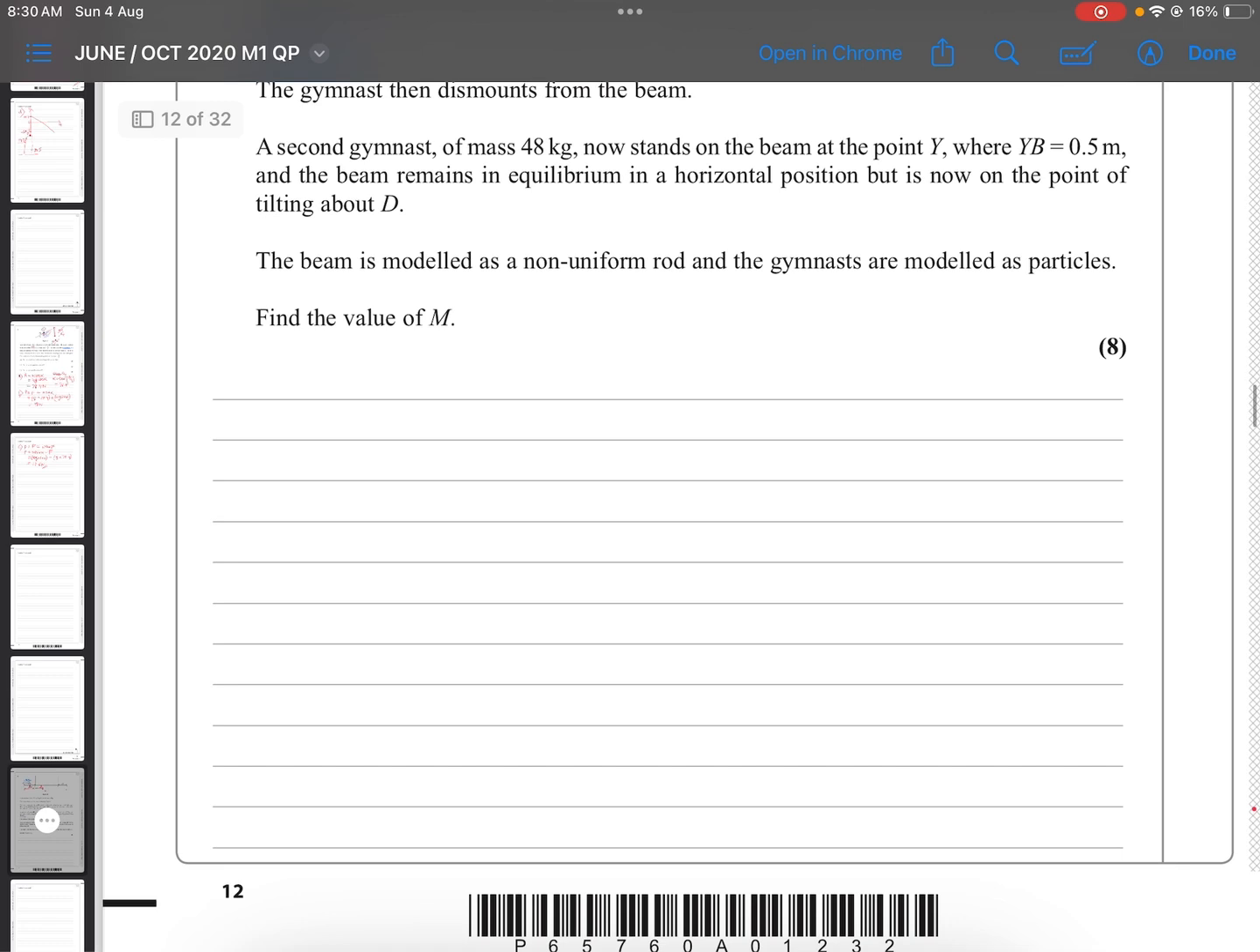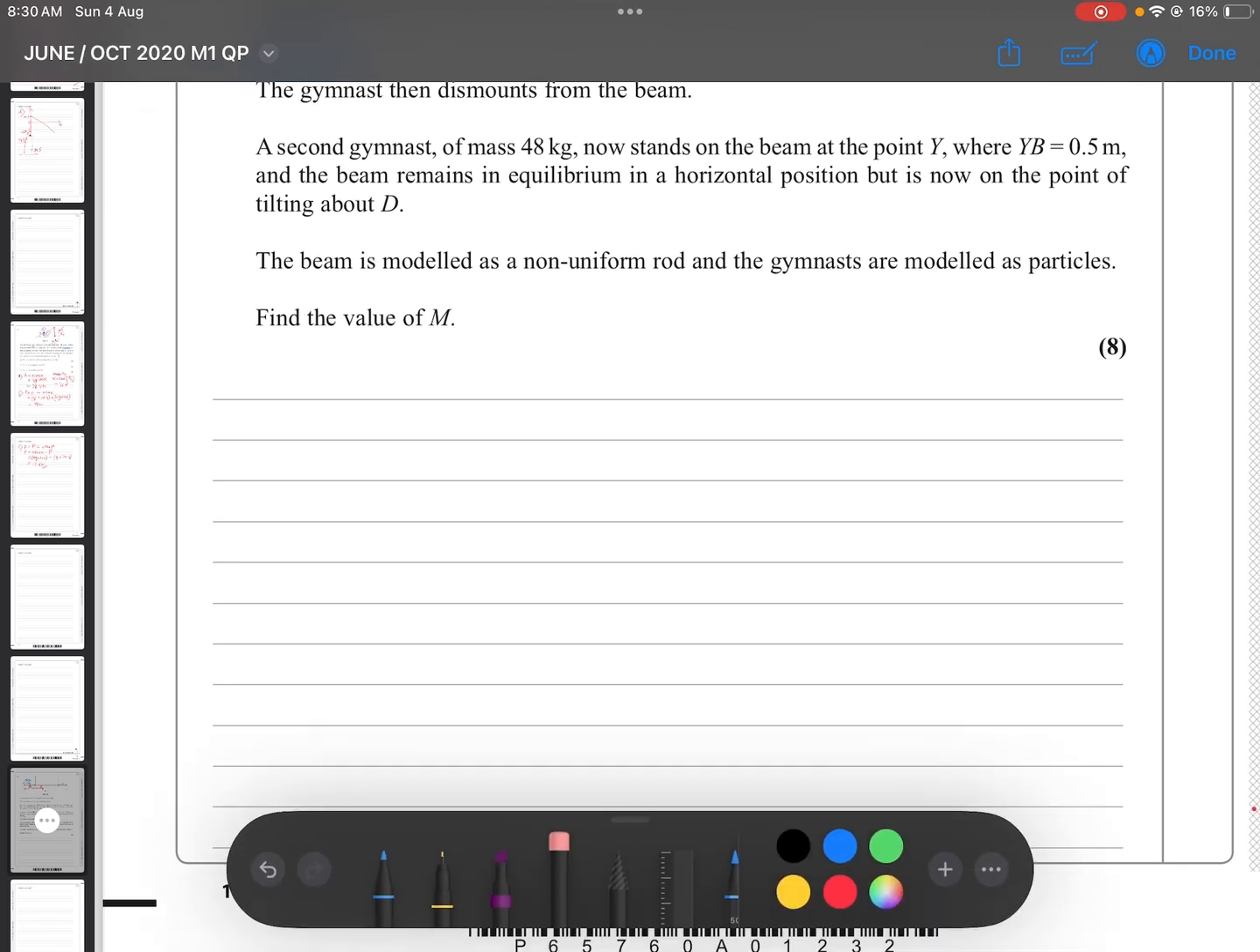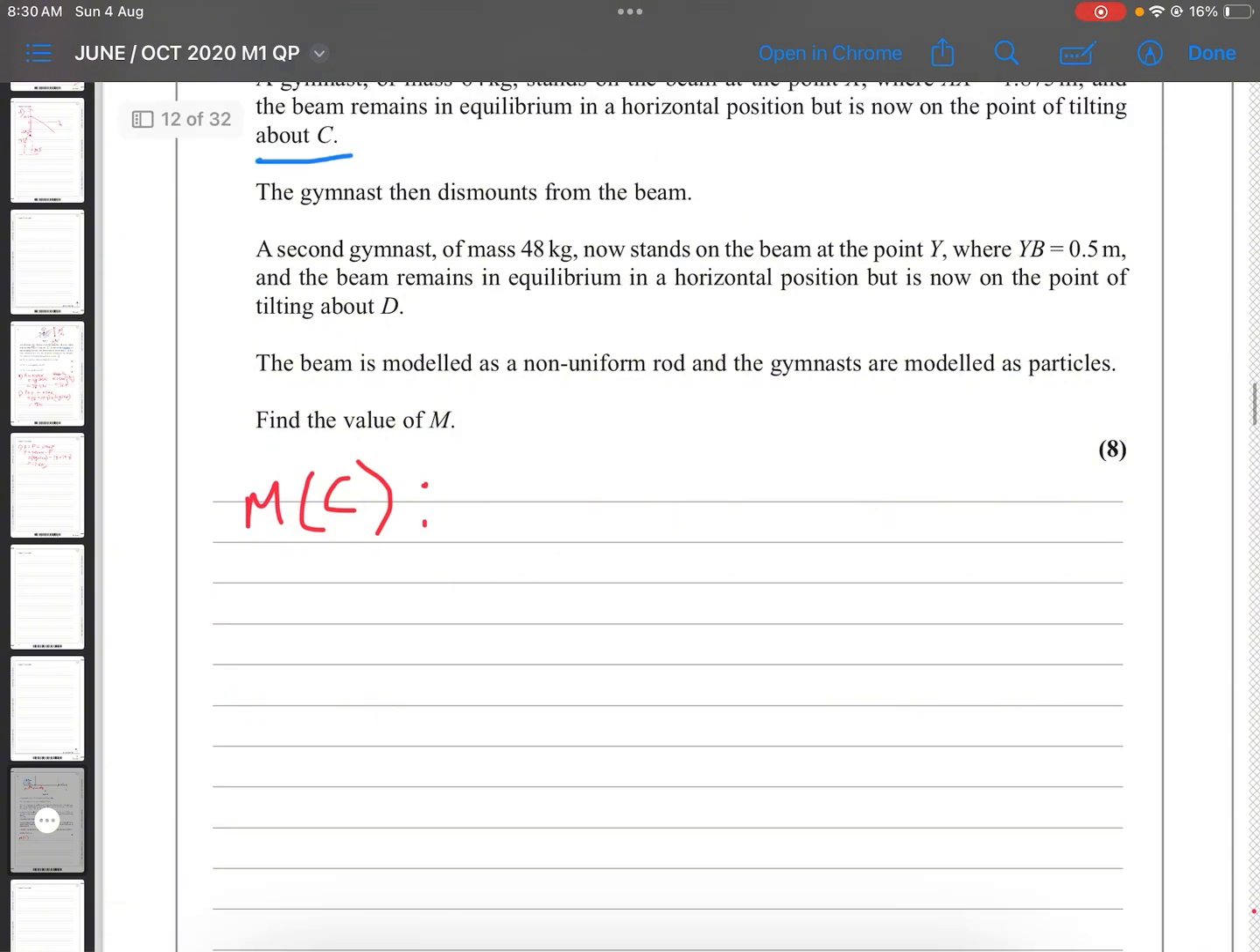So now let's first take moments about C. Please make sure to write these terms because these are very important. Edexcel has this rule that you have to mention which point you're taking moments about, so please make sure to write it down. So first let's consider moments about C.